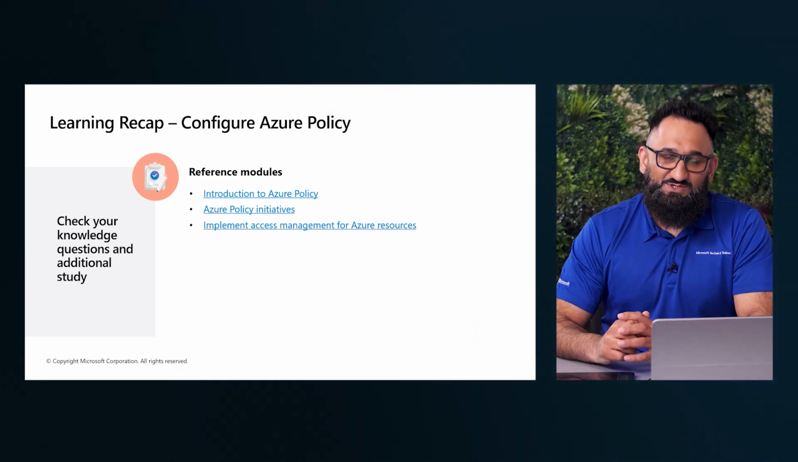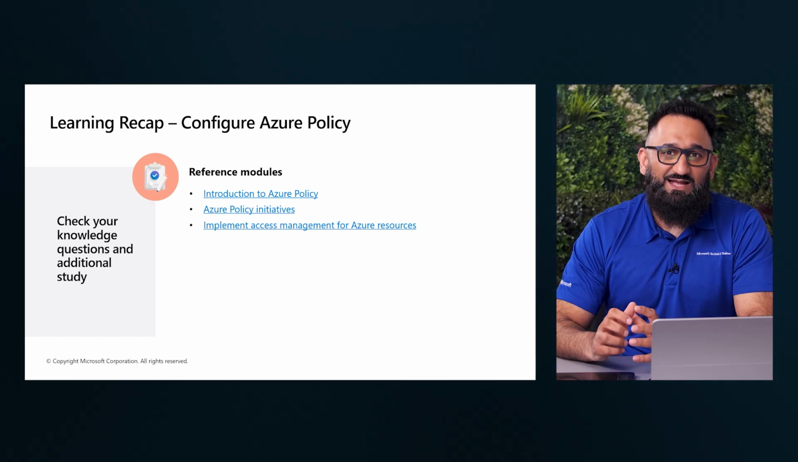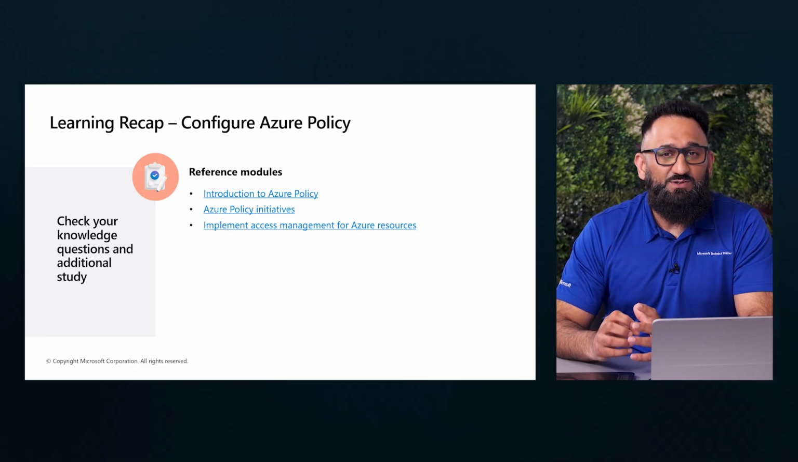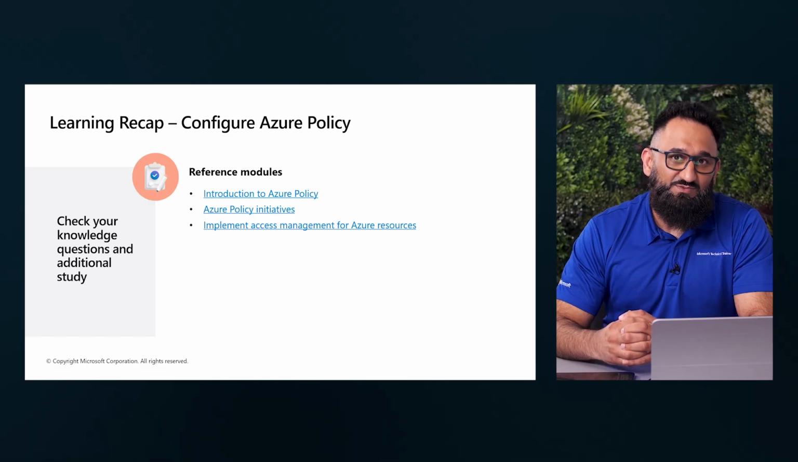As we conclude this module on Administer Governance and Compliance, let's recap the key points covered. We have described the core architectural components of Azure and how to control and organize Azure resources using Azure Resource Manager. We also explored configuring Azure policy, including implementing access management for Azure resources. Finally, we discussed securing Azure resources with role-based access control, RBAC, and looked at creating custom roles if needed.